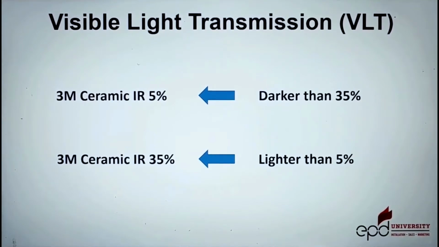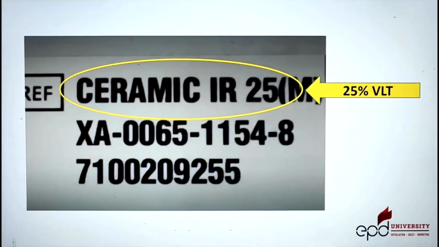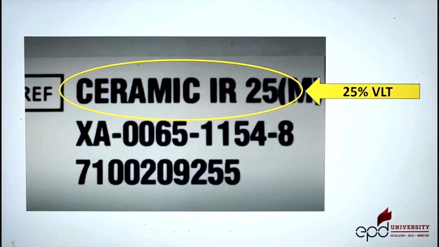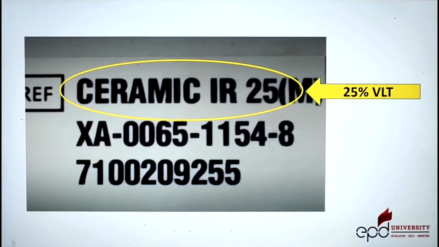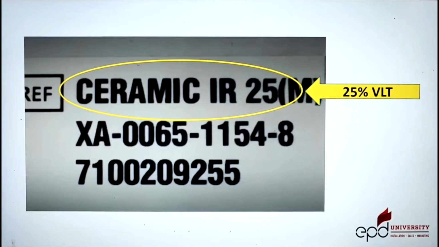VLT is an important term for multiple reasons. First, it is most often the physical characteristic by which a film is identified by its manufacturer. When you see a number within a film's product name, that number typically refers to the film's VLT. For example, 3M Ceramic IR25 has a 25% visible light transmission. 3M Ceramic IR50 has a 50% visible light transmission.